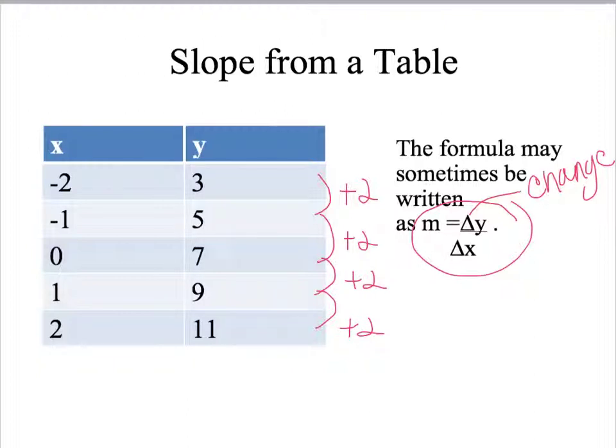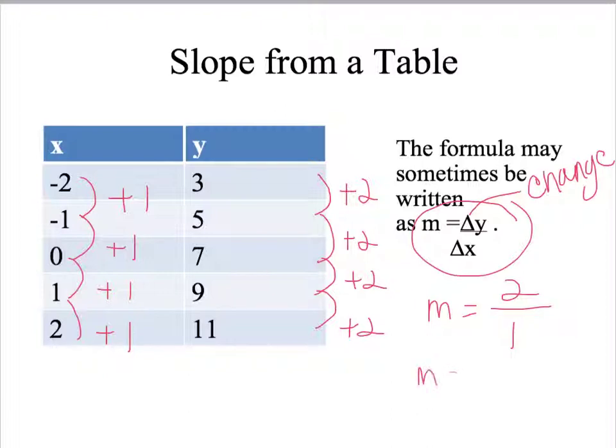Okay, so m is equal to the change in y, which is 2, over the change in x. Let's see what's happening with the x's. Negative 2 to 1, I'm adding 1. Here I'm adding 1 to get to 0. I'm adding 1. Okay, this part can be tricky. See the negative values are increasing to positive values, so it's over 1. So my slope is 2 over 1, which can also be written as 2.